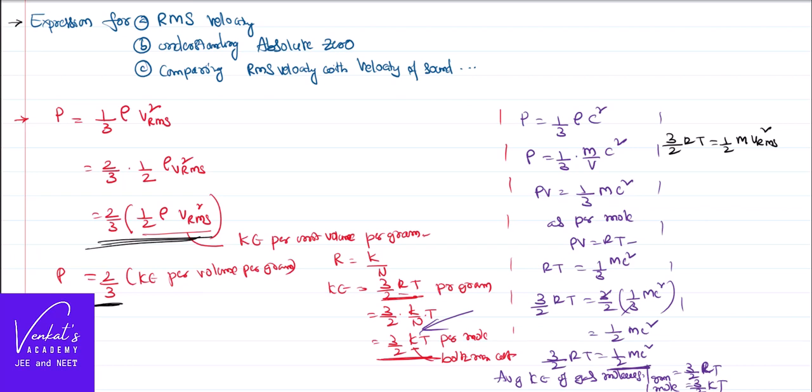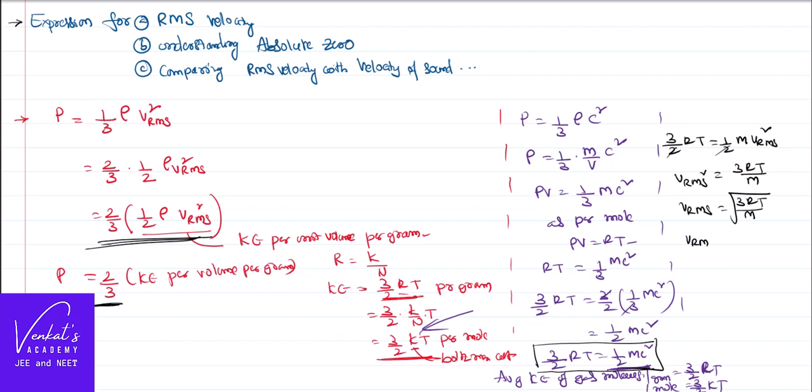Half m VRMS square equals 3 by 2 kT, which equals 3 by 2 RT. I have already proved that 3 by 2 RT equals this here. I'm just taking this equation for consideration. From here, I can cancel this 2 and 2. I can write then VRMS square equal to 3RT by M. It implies VRMS is under square root of 3RT by M.